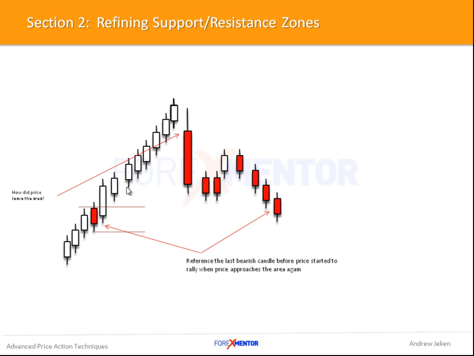We dropped nicely away from this area, and you can see price is now coming back down to this level. So this candle right here is what you want to pay close attention to. Here again, how did price leave this area? Was it a slow, sluggish move away or a more aggressive move, like here, here, and here?